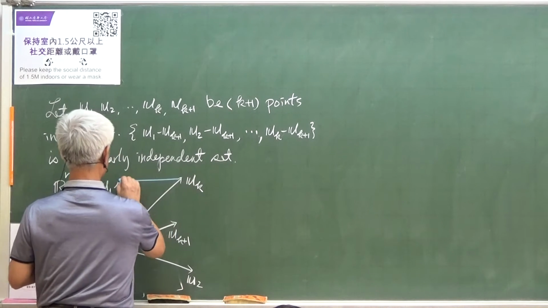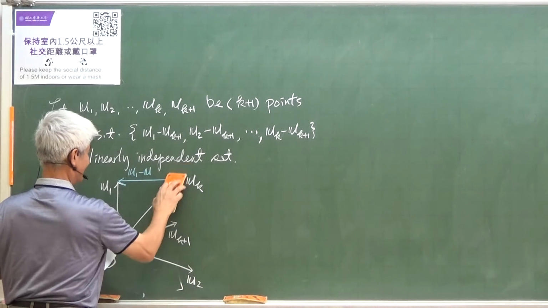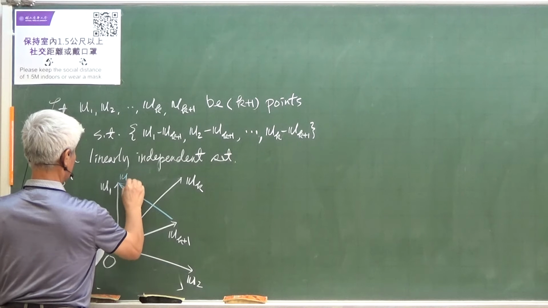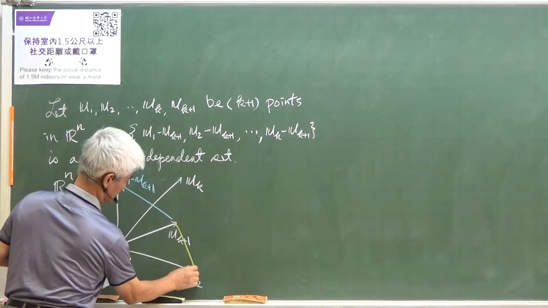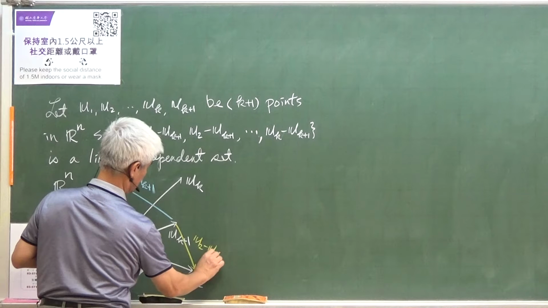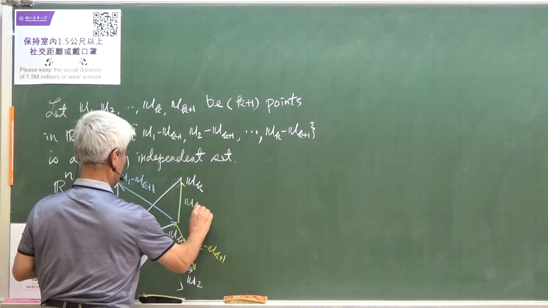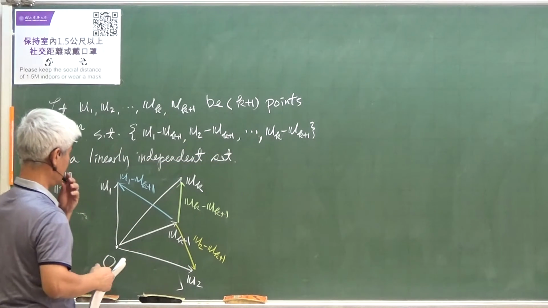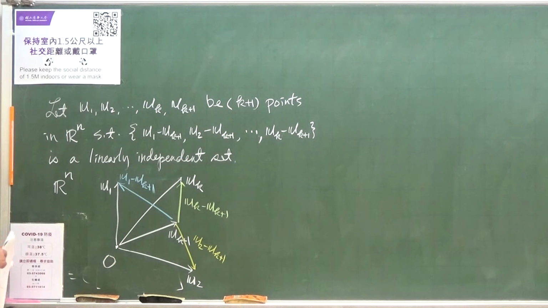So this is the first difference vector, U1 minus Uk. Oh, sorry, not this one. This is U1 minus U k plus 1. And this one is U2 minus U k plus 1. And this one is Uk minus U k plus 1. So we have many other points. And here we assume these difference vectors form a linearly independent set.